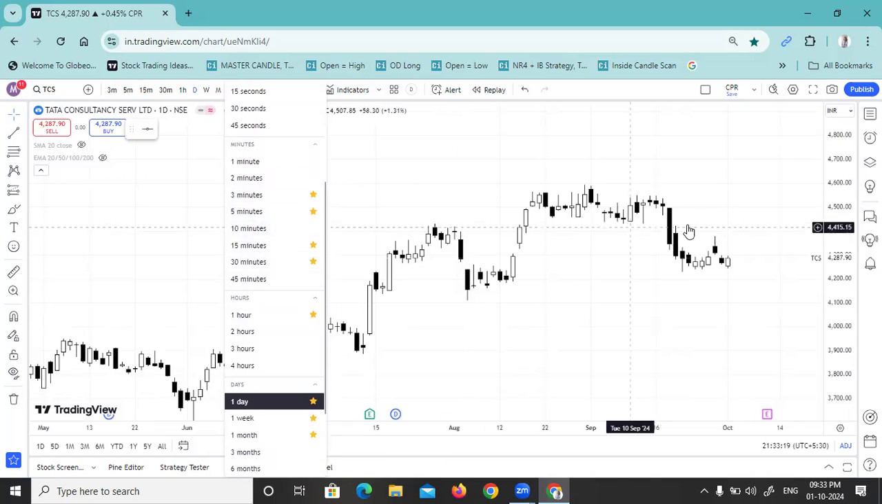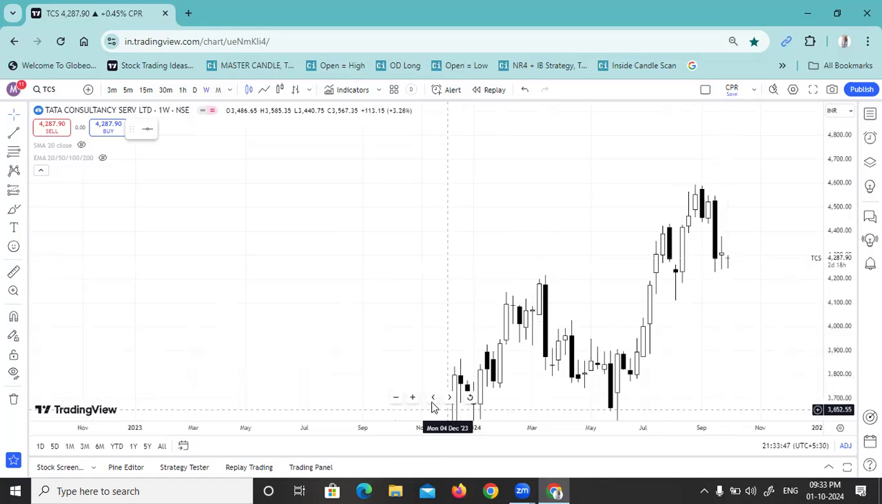So daily time frame means what? Daily time frame means one candle represents one trading session. Like last candle, if you see, this is today's candle, 1st October. Second last candle, this is 30th September. Third last candle, 27th September. So one candle represents one complete trading session, from 9:15 till 3:30. This is daily time frame.